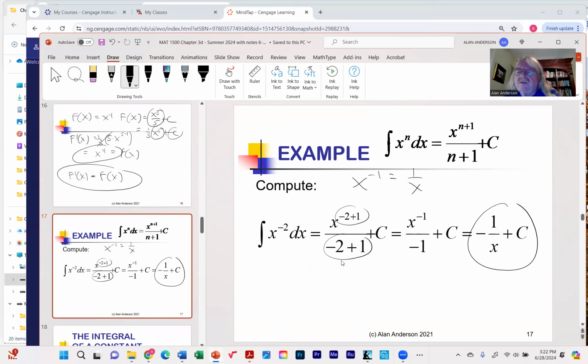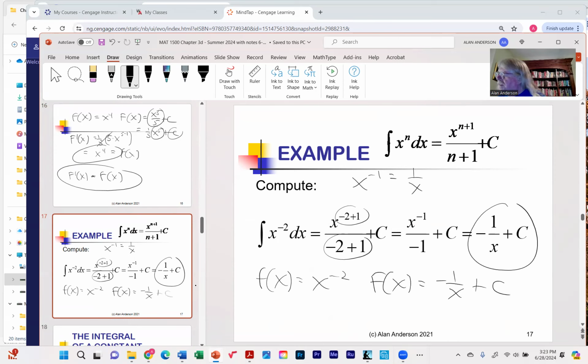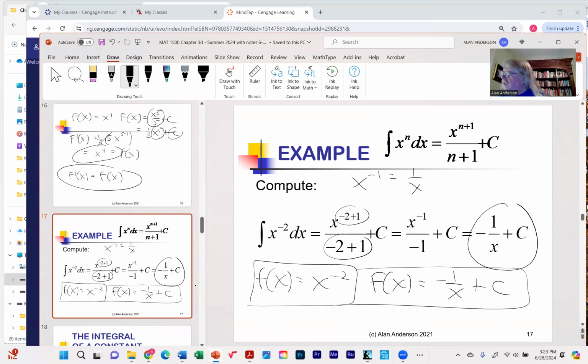And if we choose to do so, we can double check this with the power rule and make sure that it brings us back to our original function. F of x is x to the -2 power. Okay, so the antiderivative or integral is this.